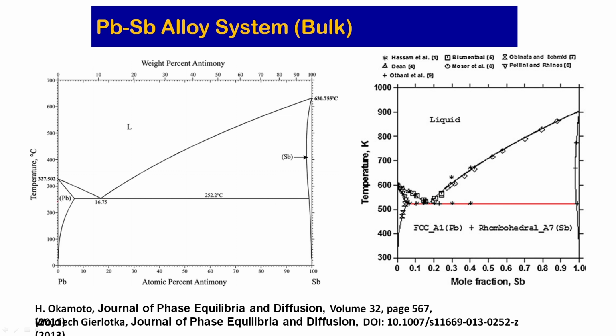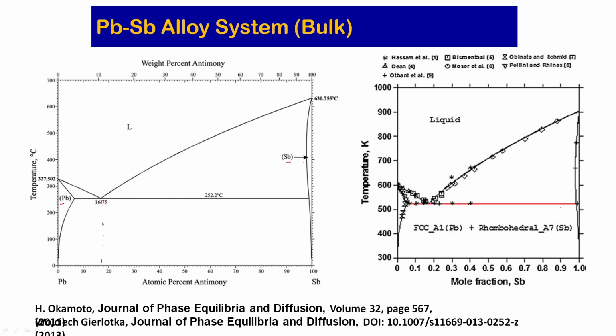There are two terminal solutions, one is lead rich, one is antimony rich, and there is a eutectic at the lead rich part of the phase diagram. So, these phase diagrams can be easily obtained. That is what Giovanni Lotka et al. have done in this paper, Journal of Phase Equilibria 2013, and this phase diagram was obtained by them. What equations they have used, let us talk about it a little bit, because we are giving an example of the system.